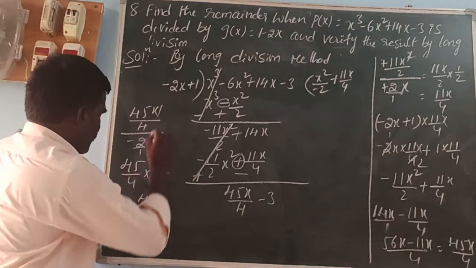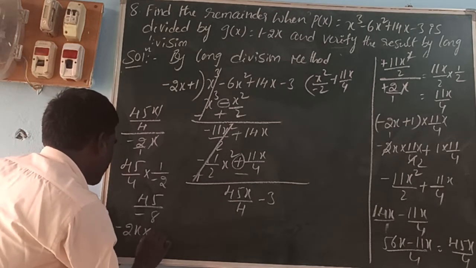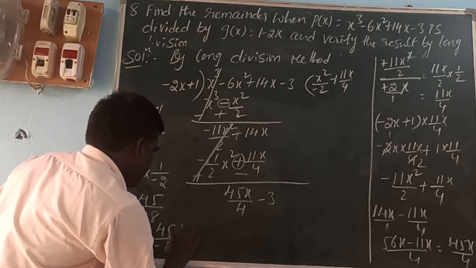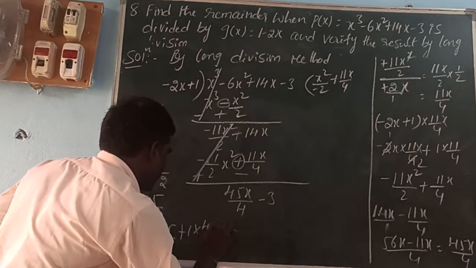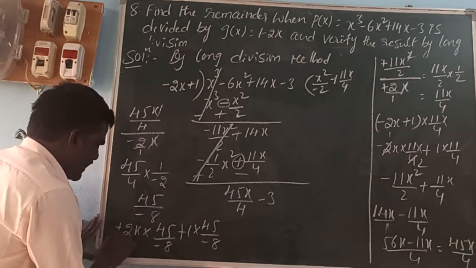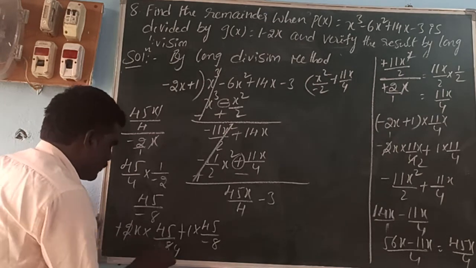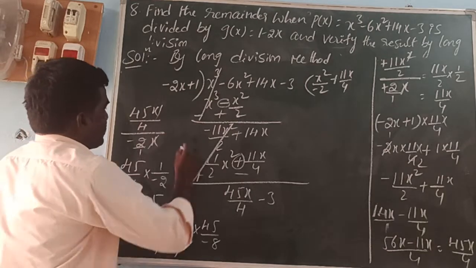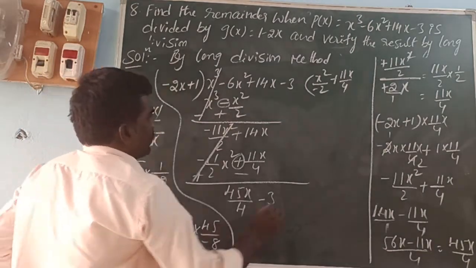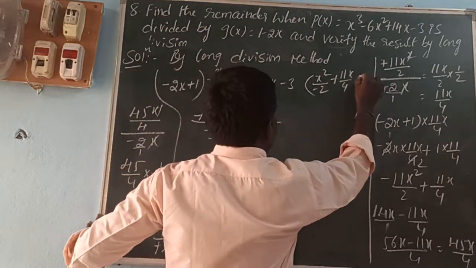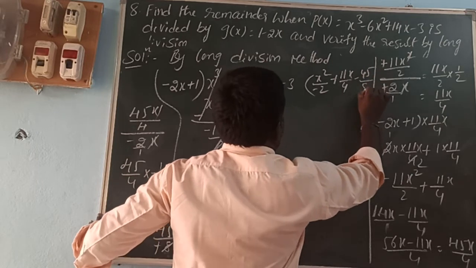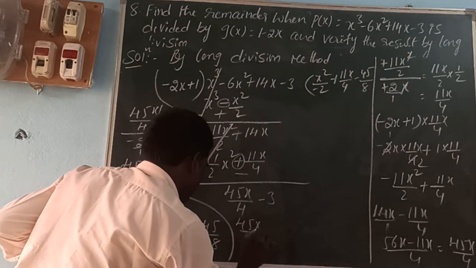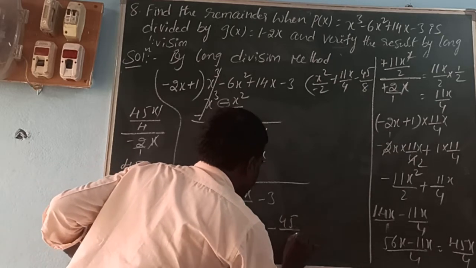So here minus 2x is multiplied with 45 by minus 8, plus 1 into 45 by minus 8. Minus minus cancels, 2 ones are 2, 4 ones are 4. That is 45x by 4 plus, by minus minus. So that is here minus 45 by 8. We can get 45x by 4 minus 45 by 8.